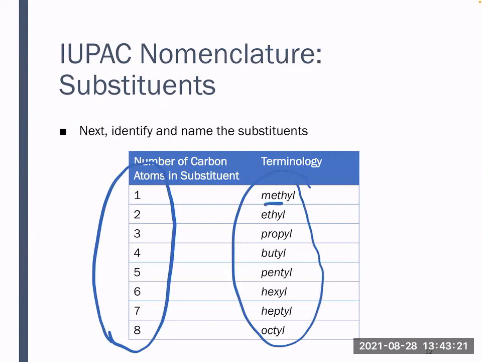So you can see here the prefixes are the same. So 1 carbon is still meth prefix, 2 carbons is still eth prefix, 3 is still prop, but, pent, and so on and so forth. So the prefix is still the same, the suffix is what changes. So for substituents, they have this YL suffix. So if you have a substituent with 1 carbon, it is a methyl group. A substituent with 2 carbons is an ethyl group. 3 carbons is a propyl group. 4 carbons is butyl, and so on and so forth.